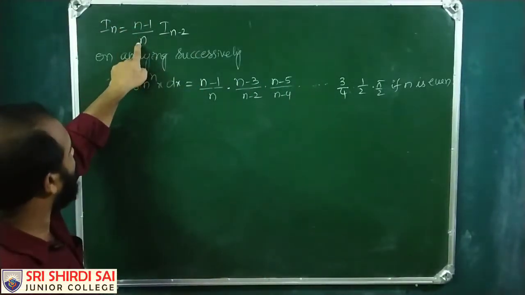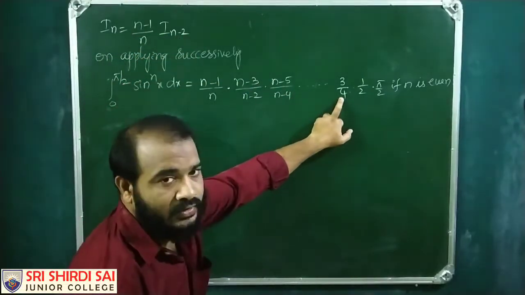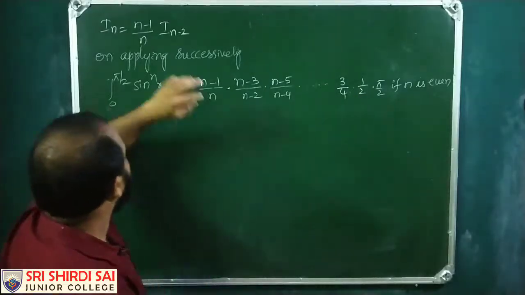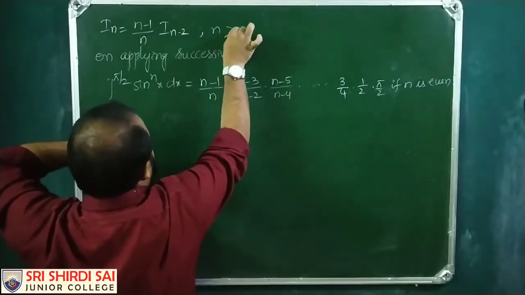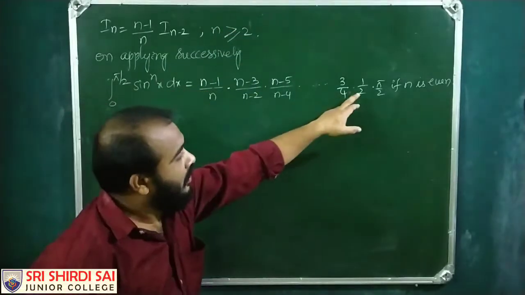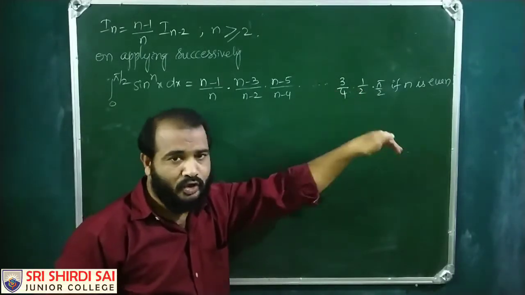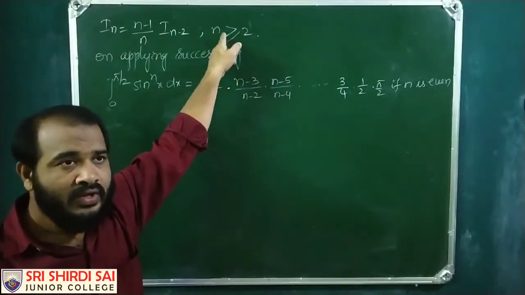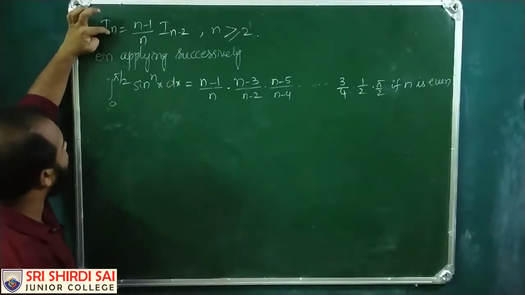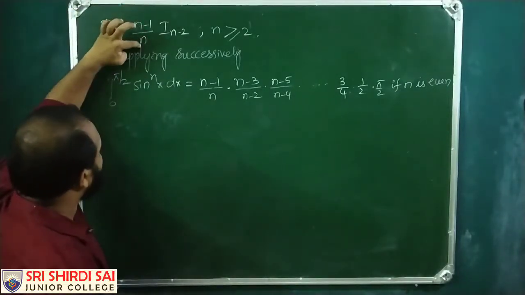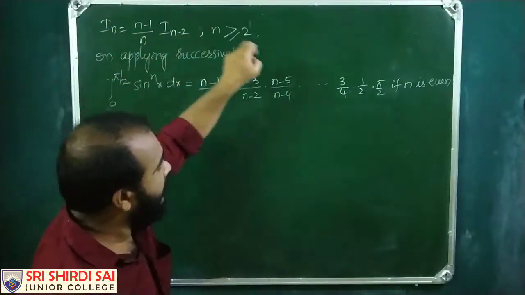I4 is (4 minus 1) by 4, I(4 minus 2). So 3 by 4 into I2. What is I2? This is valid as long as n is greater than or equal to 2. So it will be used even for n equals 2 also, because the condition is n greater than or equal to 2. So I2 is (2 minus 1) by 2, I(2 minus 2). So 1 by 2 I0.